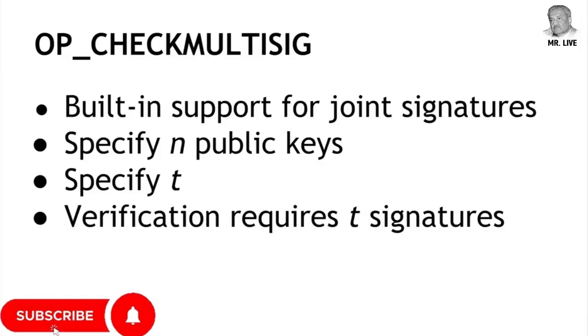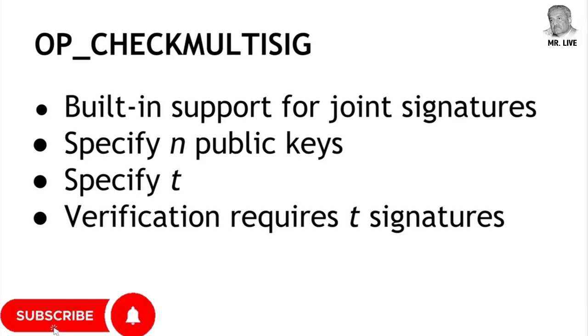That's called CHECKMULTISIG. So this, even more powerful than checking just a single signature with one instruction, Bitcoin actually lets you check multiple signatures with one instruction. So with multisig, you specify n public keys, and you specify a parameter t, or a threshold. And for this instruction to execute validly, there have to be at least t signatures, t out of n of those public keys, that are valid.